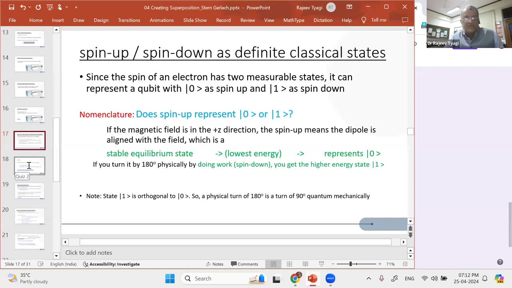Okay. This part I have already discussed earlier, how you decide which one is state zero and which one is state one.